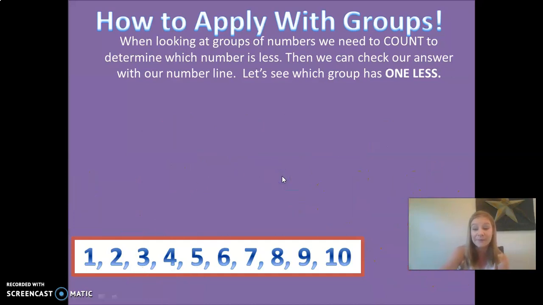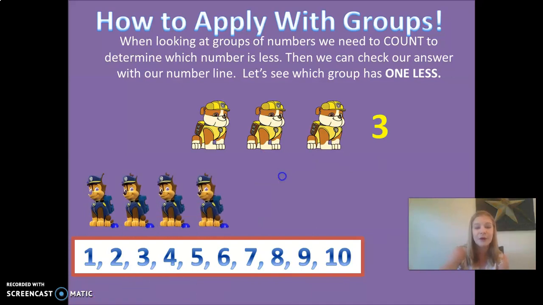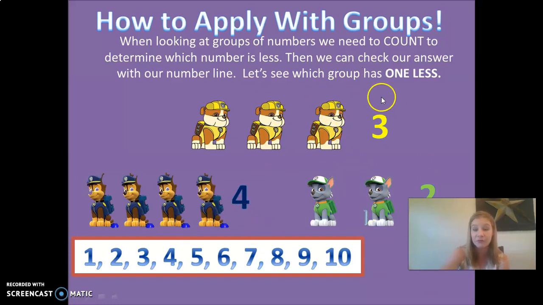Let's try another one. I have 1, 2, 3, 3 Rebels, 1, 2, 3, 4, 4 Chases, and I have 1, 2, 2 Rockys. So we're going to see which group, Rocky or Chase, has 1 less than our group of Rebel. So here's our number line. We have our yellow arrow because that's for Rebel's group. We have our green arrow for Rocky, and we have our blue arrow for Chase.